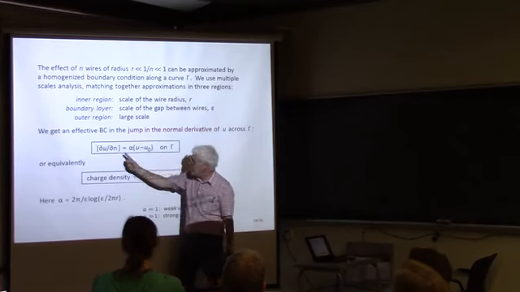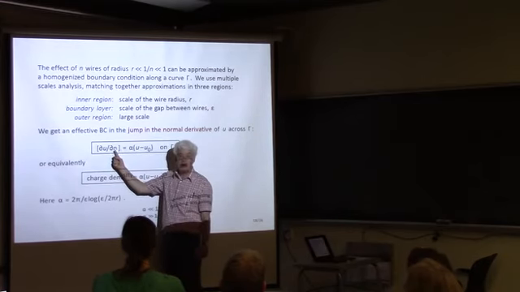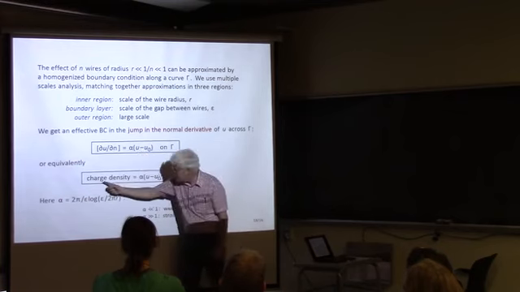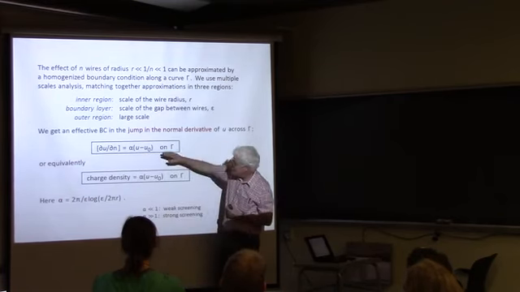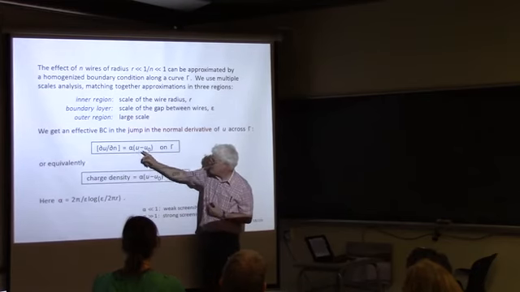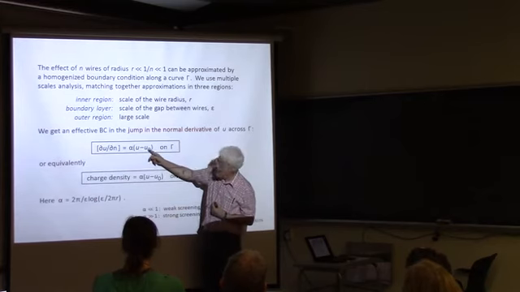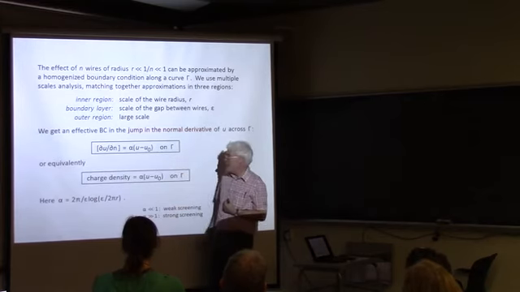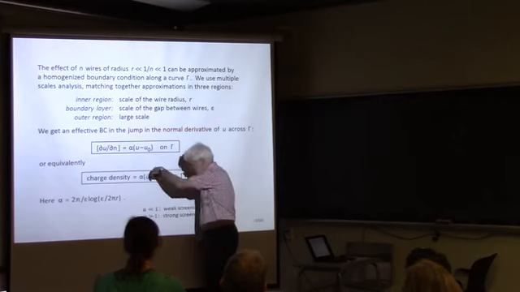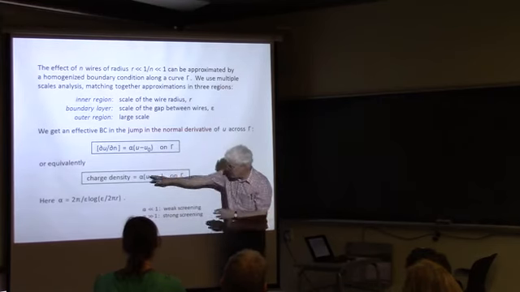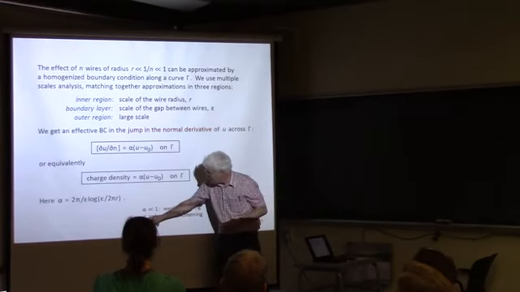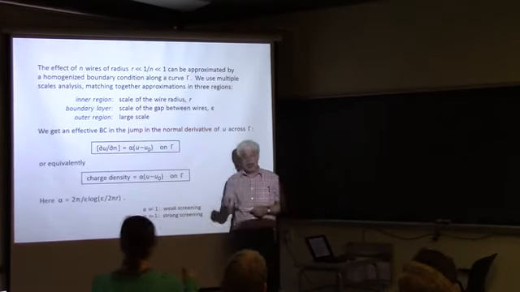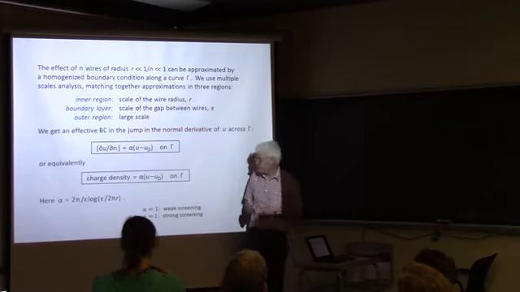So the boundary condition is that there's a jump in the normal derivative across the curve, which is equivalent to saying that you can think of a charge density along the curve. And that jump is equal to a parameter times the difference between the voltage there and the mean voltage on the curve. So these two equivalent statements are their condition. Let me talk about them from a few different angles. Imagine if alpha were infinity. That's the case of a perfect screen.